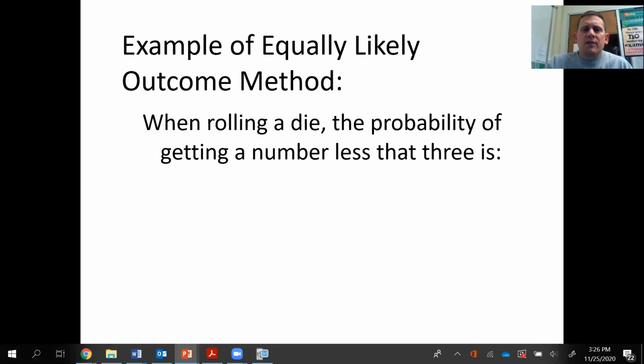Okay. Example in the equally likely method, when rolling a die, the probability of getting a number less than 3 is. What's the probability to get a number less than 3?